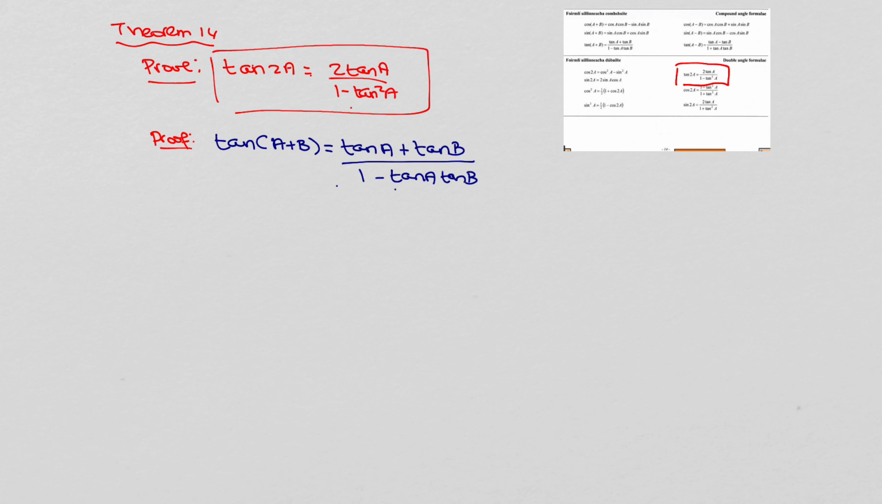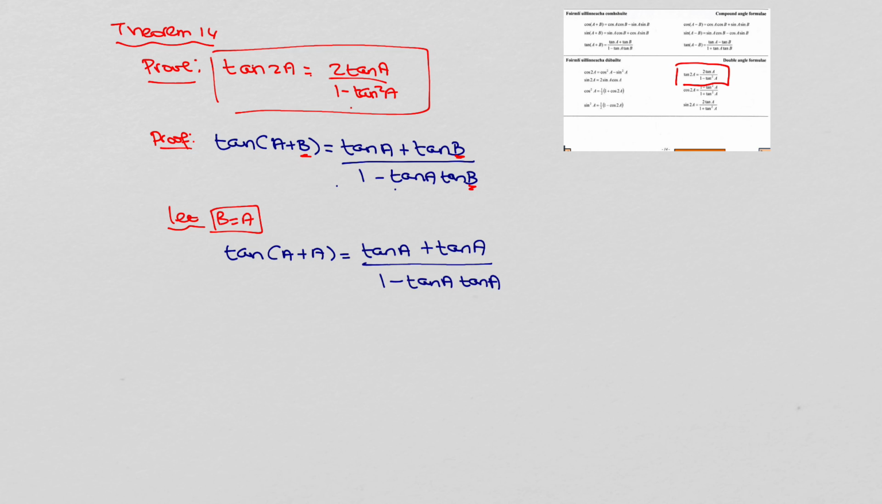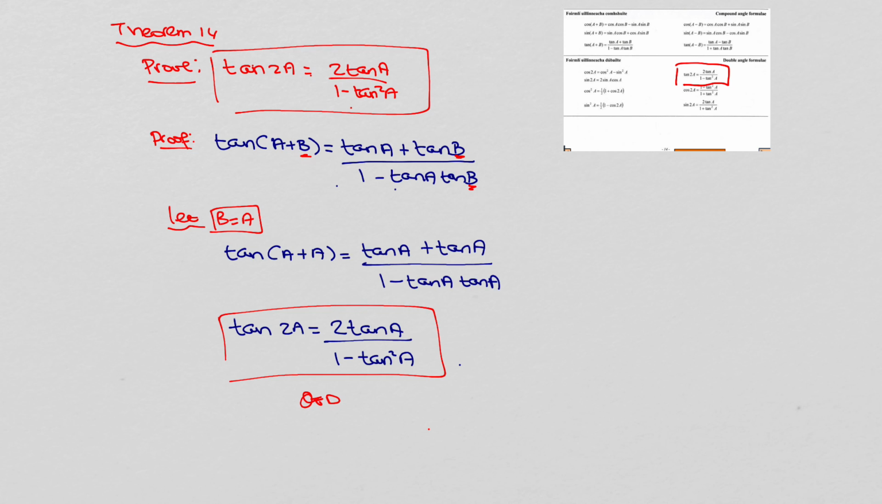And exactly the same as the previous ones, we don't want any b in our answer, so wherever there's a b, we're going to replace that with a. And therefore that becomes tan a plus a is equal to tan a plus tan a over 1 minus tan a times tan a. And that's it, done. Tan 2a is equal to, tan a plus tan a is 2 tan a. And tan a times tan a is tan squared a. So we finish with our proofs for today.